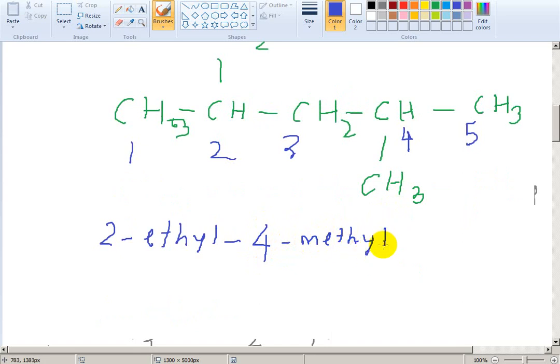Methyl, no space. This is the pentane. No space. Pentane, no hyphen. Pentane. Okay.